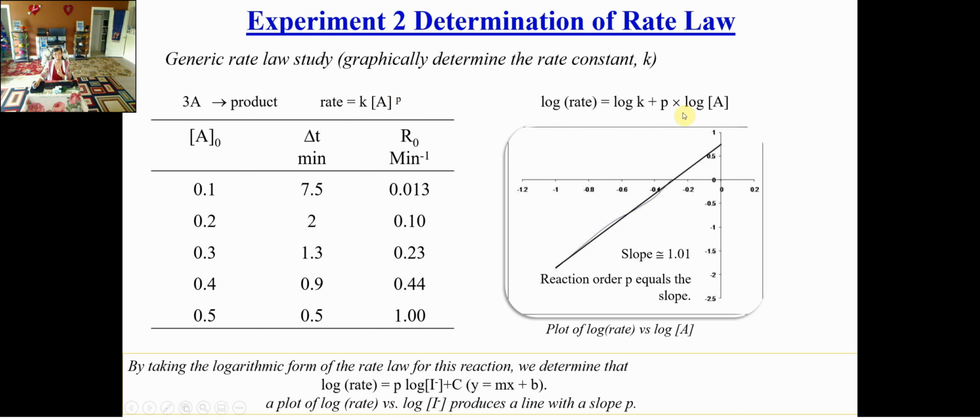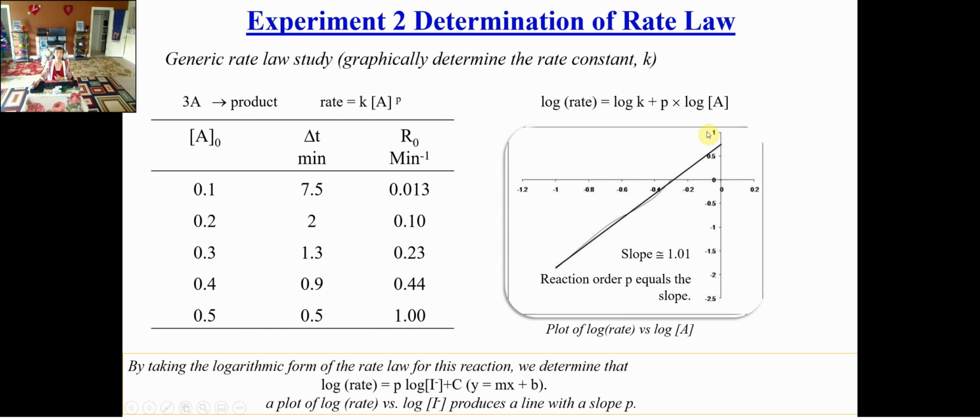You plot the logarithm of your rate as a function of the logarithm of your concentration. Concentration is what you controlled. Log rate is what you determined. Therefore, you are going to obtain a straight line, and you do the best fit.